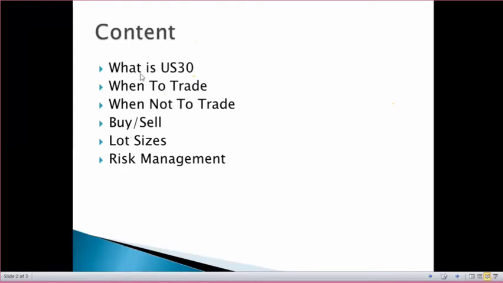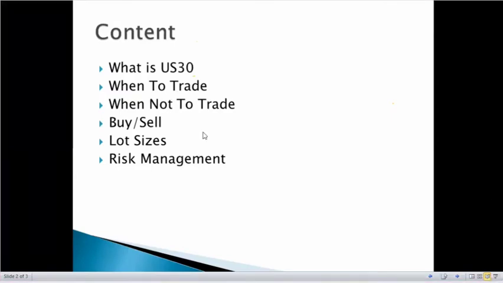The US30, guys, if you're wondering what it is, it's a stock index that measures the top 30 companies in the United States that are registered on the New York Stock Exchange. You don't need to know that exactly, but it helps. When do you trade it? You trade it when it's active. It's active during the US session, which is regarded as the normal trading hours. So keep that in mind.